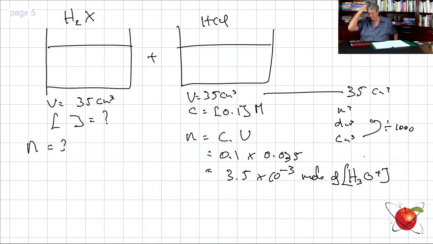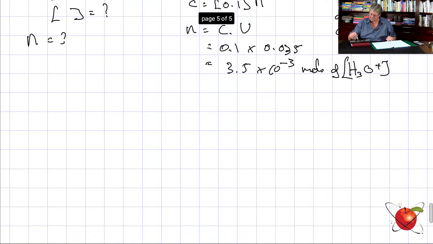Correct? We've got 3.5 × 10^-3 moles of H3O+. Why? Because there is H3O+ and some Cl- floating around as well, when this HCl is put in there. So now I know the number of moles of that. Let's look at the next piece.